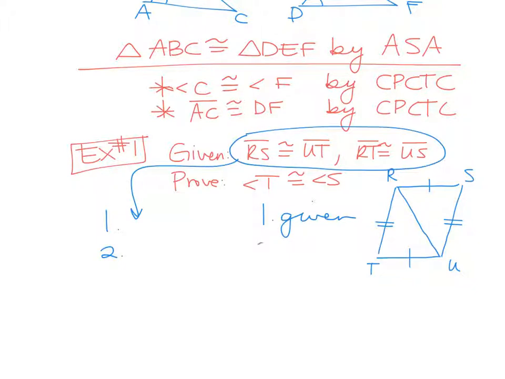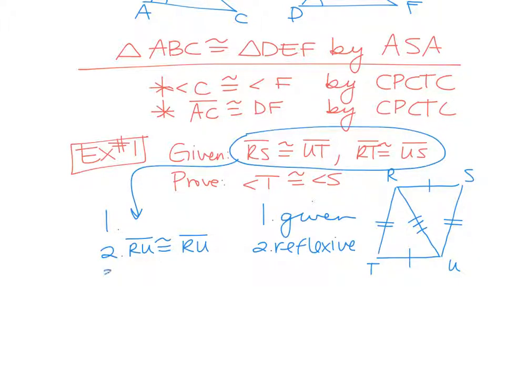Step 2, we're going to say RU is congruent to RU, okay? Because that is the reflexive property. Okay? So now what can I say from this picture?